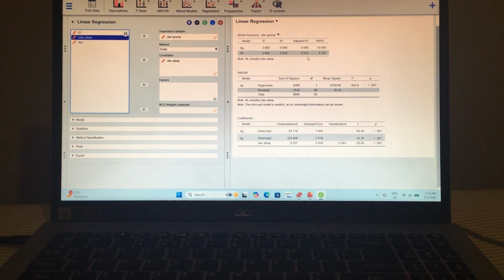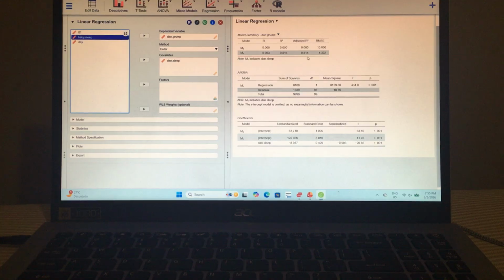For a simple linear regression model, R squared is probably the only value on the model summary table that you're going to need. Here the R squared is 0.816. This is a large effect size. When we move our decimal over 2 places, this means that 81.6% of the variability in Dan's grumpiness can be explained by variation in how many hours of sleep she had.